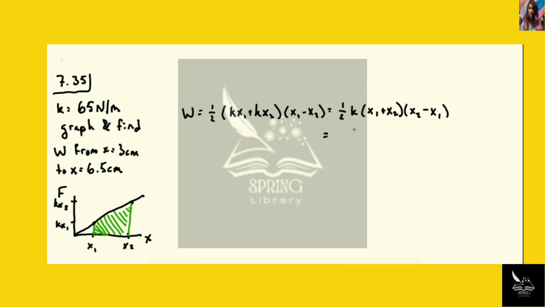And so then all we need to do now is put in the numbers for this, and you want to make sure that x1, for example, needs to be 0.03 meters, so that you get units of joules. Otherwise you'd have newton centimeters per meter, and that's not really a standard unit of energy, so you don't want to do that. So being careful about the units, we find that this takes 0.11 joules of work.